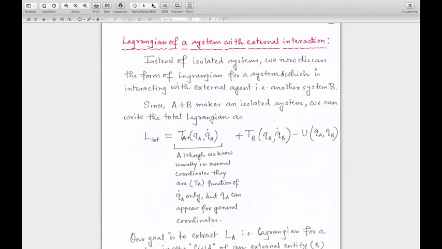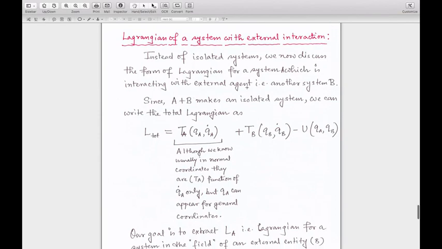Now we are trying to find the Lagrangian of a system with external interaction. Till now we have found the Lagrangian of a system of particles interacting within themselves. But how should I write the Lagrangian of a system moving under the action of an external agency? So instead of isolated systems, we now discuss the form of the Lagrangian for a system A, which is interacting with an external agent, that is another system B.